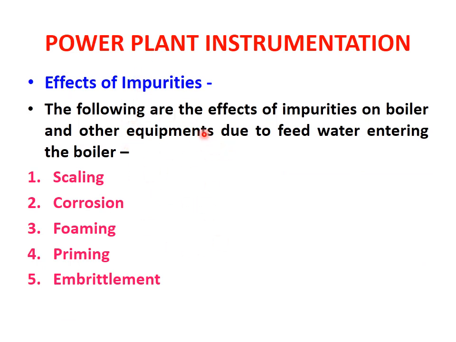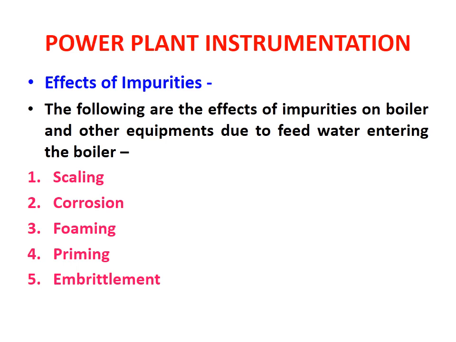Now, what are the effects of impurities on the boiler? The following are the effects of impurities on boiler and other equipments due to feed water entering into the boiler. These are the five major effects of impurities which we are mentioning here. First is scaling, second is corrosion, third is foaming, fourth is priming, and fifth is embrittlement. These are the five effects of impurities on boiler.